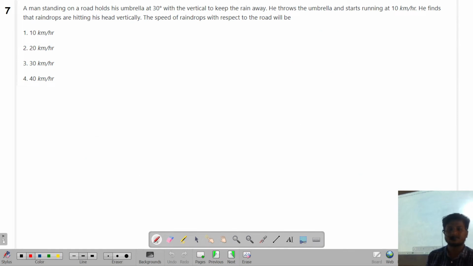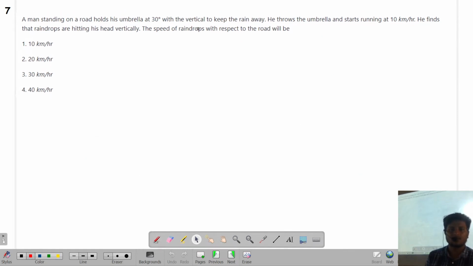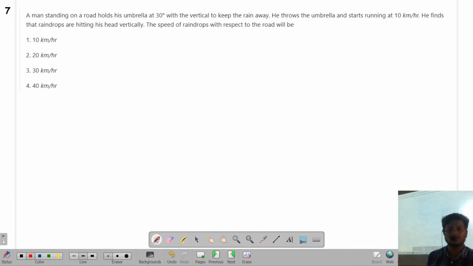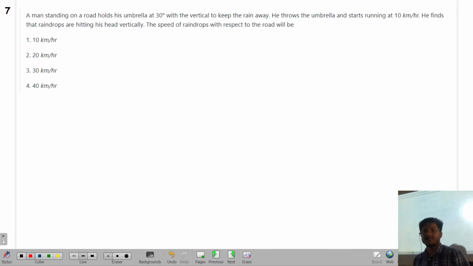Question number 7. A man is standing on the road, holds the umbrella at 30 degree with the vertical to keep the rain away. He throws the umbrella and starts running at 10 km per hour. He finds that the raindrops are hitting his head vertically now. The speed of raindrop with respect to the road will be. Tell me how to calculate.